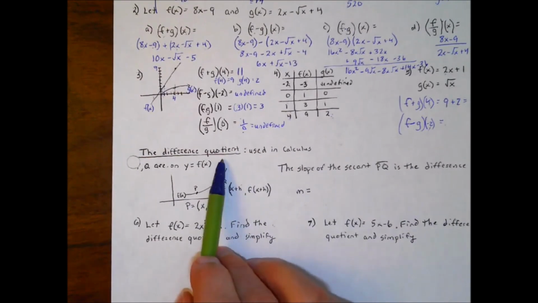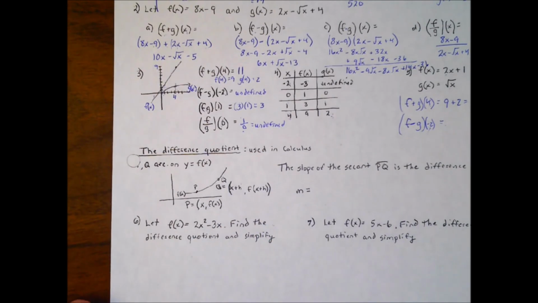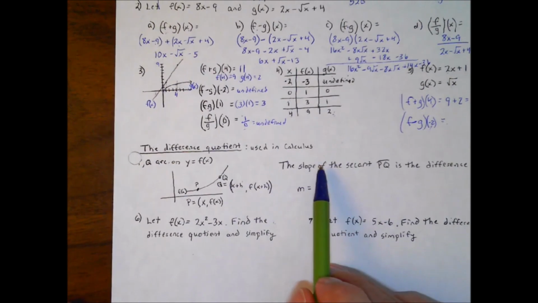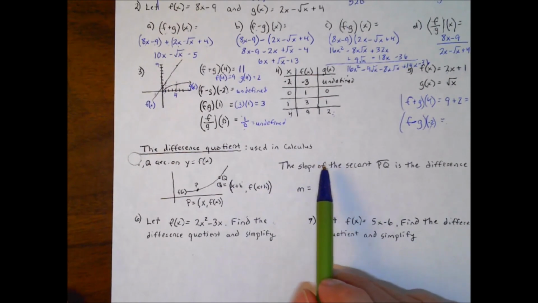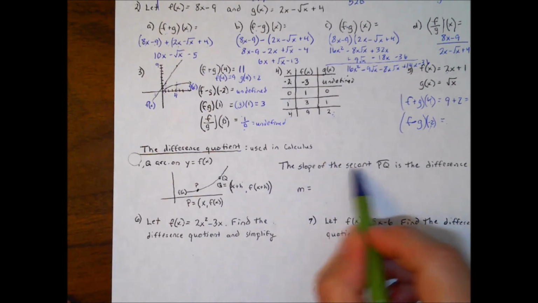The other thing we're going to talk about is something called the difference quotient. This is used in calculus, and we're going to get used to using this here a little bit. So this is finding the derivative, okay, which means basically finding the slope of a tangent line at a point. So remember what secants and tangents are, maybe.